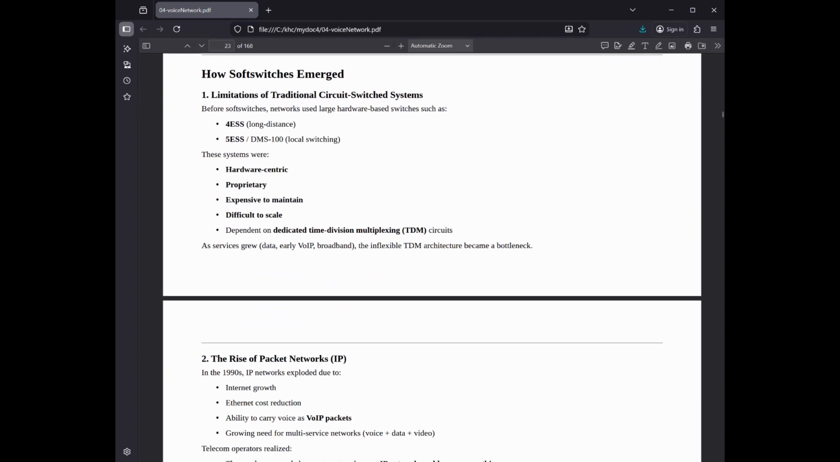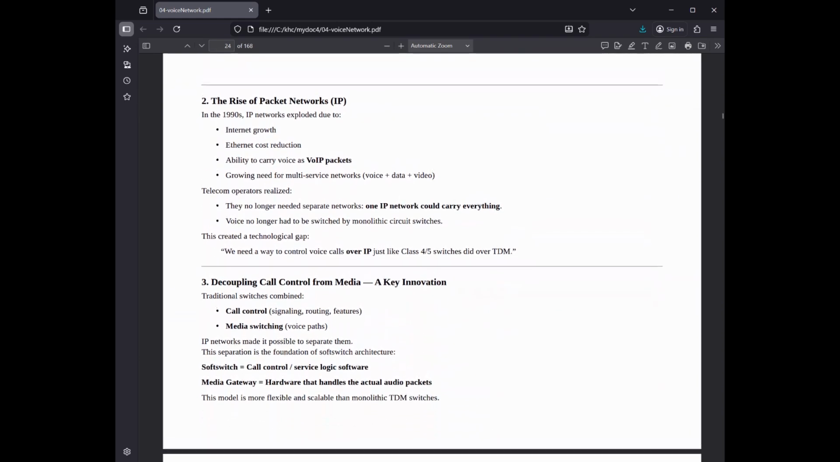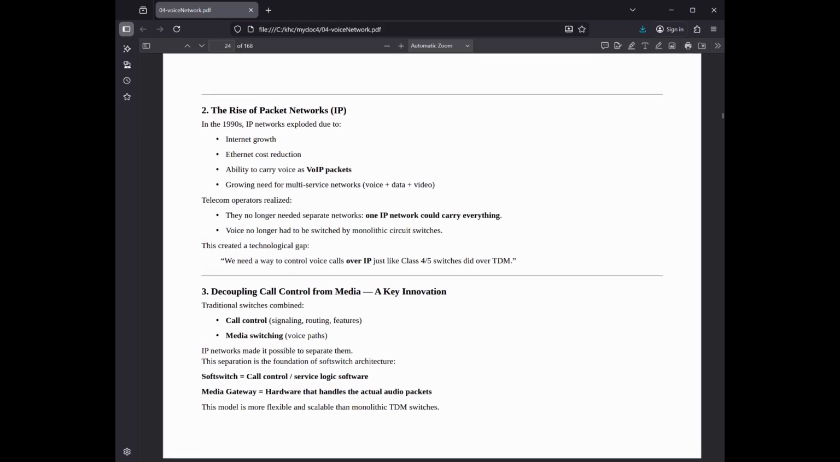2. The rise of packet networks, IP. In the 1990s, IP networks exploded due to internet growth, Ethernet cost reduction, the ability to carry voice as VoIP packets, and a growing need for multi-service networks: voice plus data plus video. Telecom operators realized they no longer needed separate networks; one IP network could carry everything. Voice no longer had to be switched by monolithic circuit switches. This created a technological gap: we need a way to control voice calls over IP just like class 4/5 switches did over TDM.